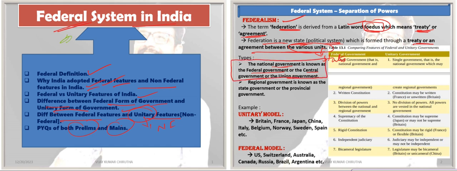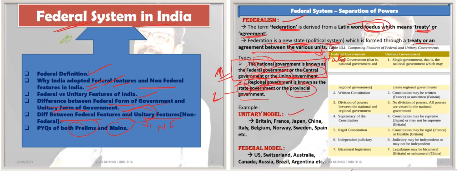So, types. The national government is known as the federal government, central government, or unitary government. National government, federal government, union government, central government: these are all the same, only one type. And the other one, the regional government, is known as the state government or provincial government. This is type two of the government systems.